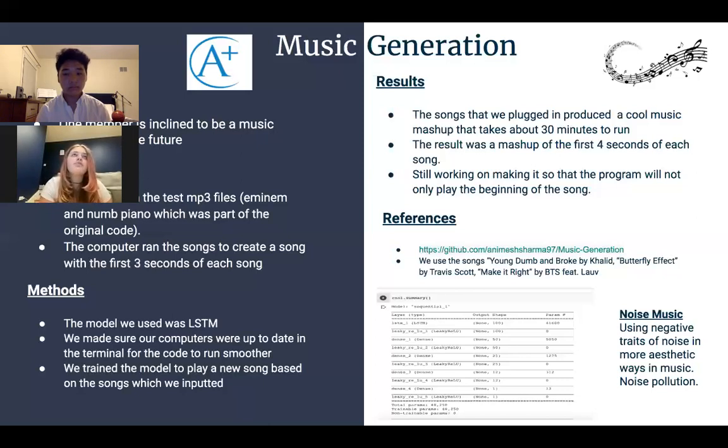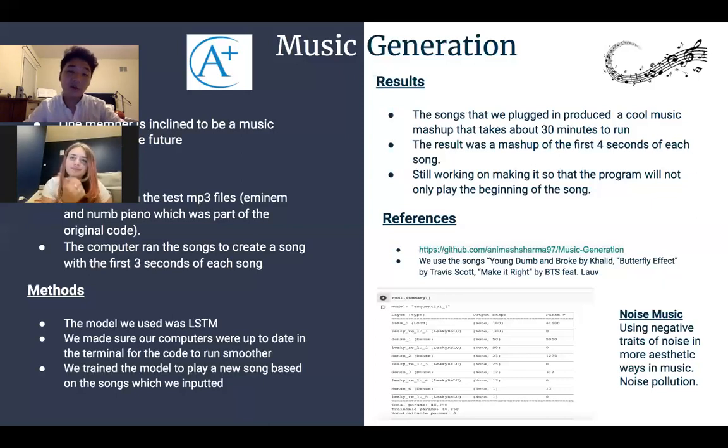We're also trying to teach the machine to go more smoothly from the first 3 seconds of one song to the next 3 seconds of the other song, so that it's a little less rough on the ears. Our result ended up being a little similar to noise music, which uses the negative traits of noise in aesthetic ways in music. It's also known as noise pollution, which is what ours sounded like, because it was a little ratchet. So we're going to try to figure out how to make it run more smoothly and make it cleaner and nicer on the ears.